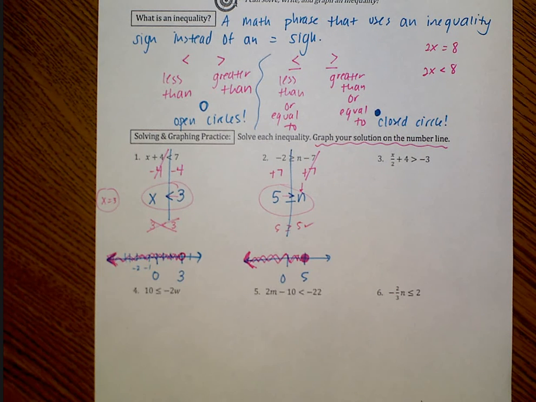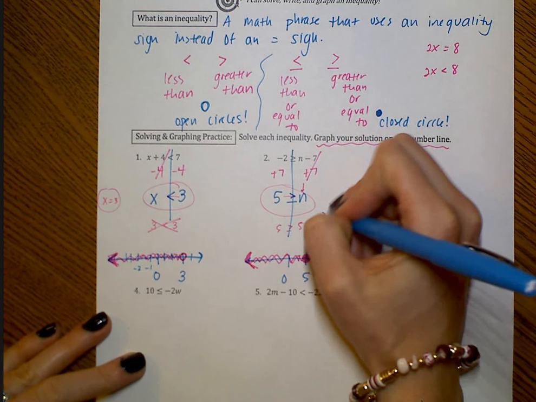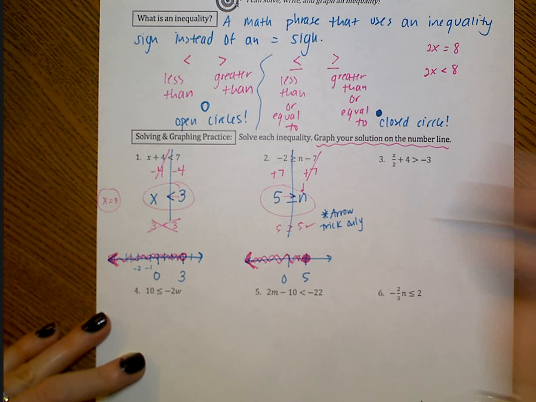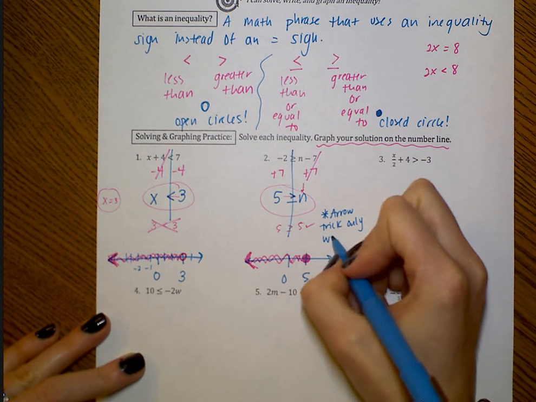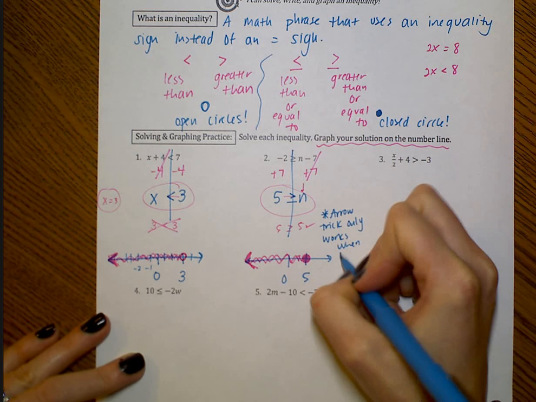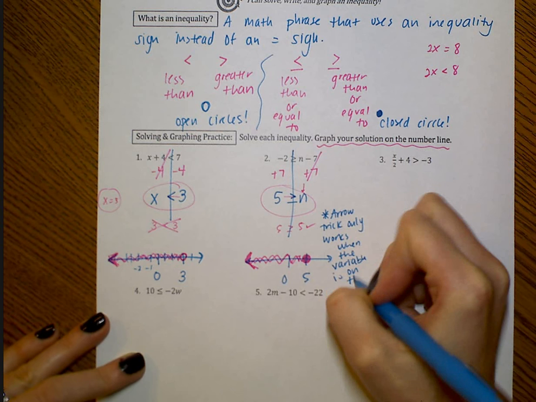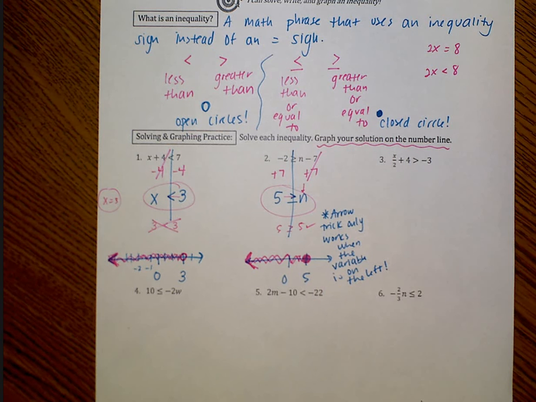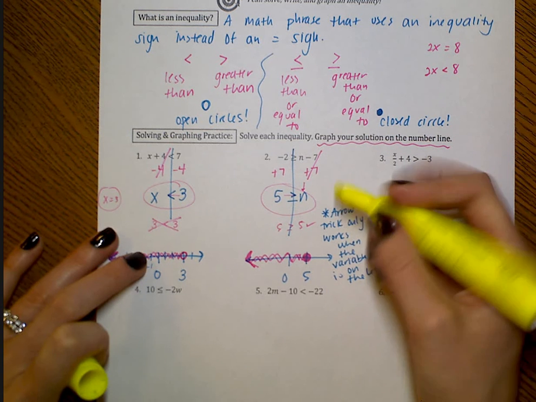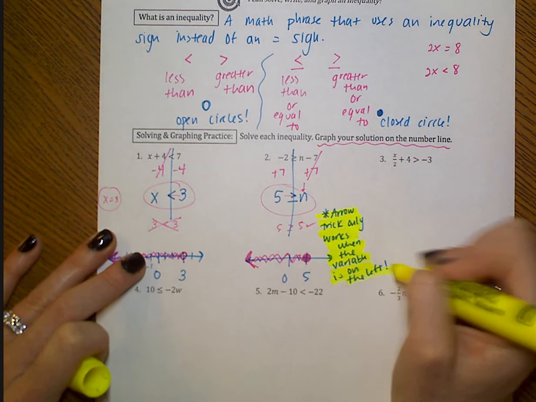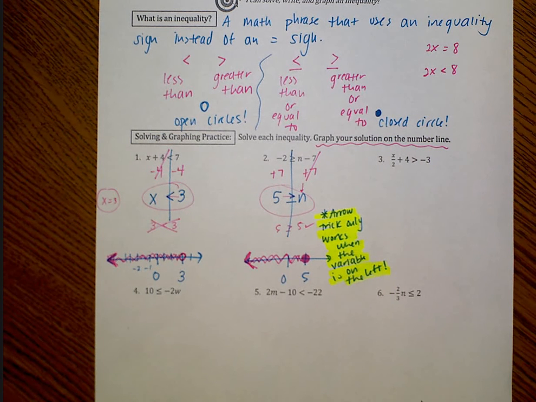So I'm going to make a little note here. Arrow trick only works when the variable is on the left. And I'm going to highlight that because that is really important. People will shade the wrong way on the number line because they always follow it like an arrow, but it only works when the variable sits on the left-hand side. So be careful.